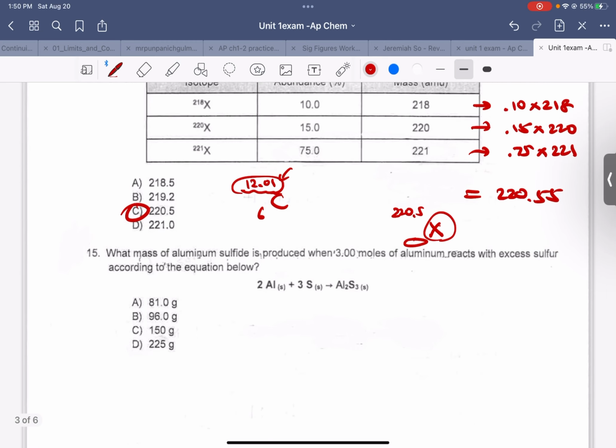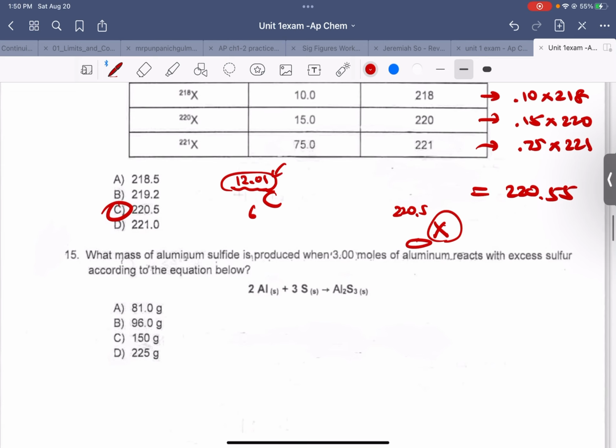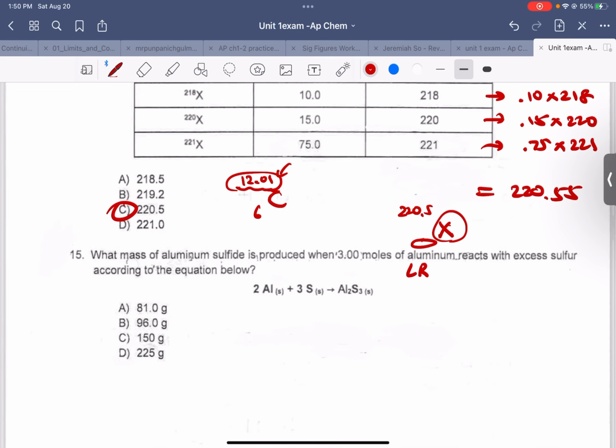Number 15. That's the last one basically. What mass of aluminum sulfide is produced when 3 moles of aluminum react with excess sulfur? So this is the limiting reactant, and this one is the excess reactant. You always have to start with the limiting reactant. Excess means you have a lot of sulfur in this reaction. So what you start with is 3 moles of aluminum.